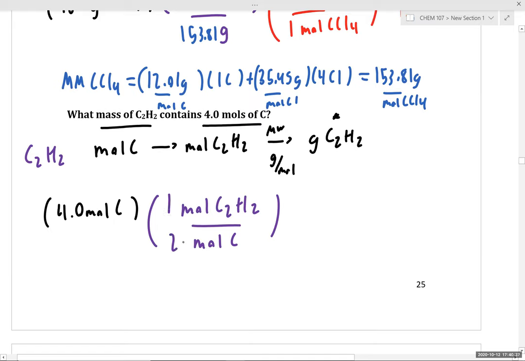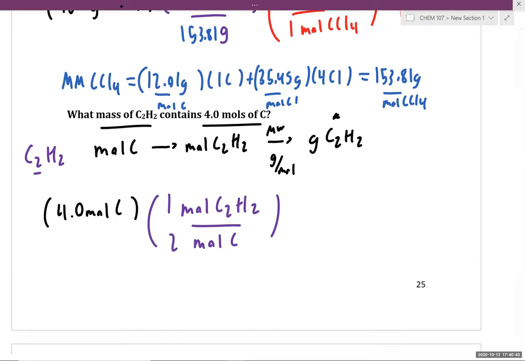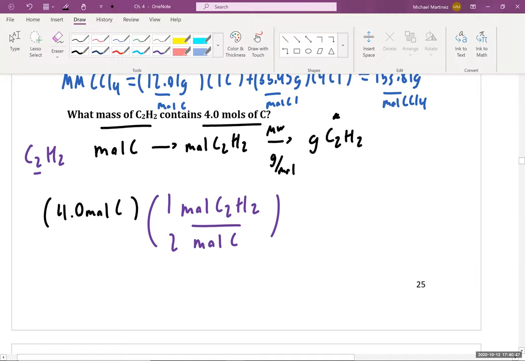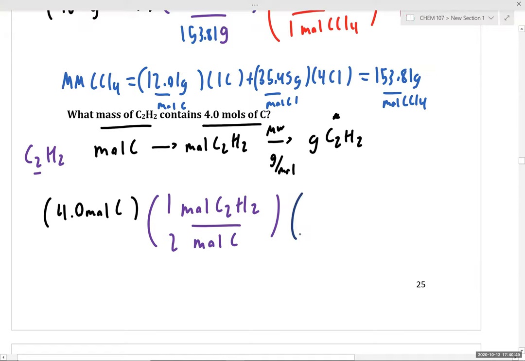In 1 mole of C2H2, we have 2 moles of carbon. Okay, now that we have the moles of C2H2 clearly established, we next can convert to the grams. So how many grams of C2H2 are found in 1 mole of C2H2? That requires a molar mass calculation.